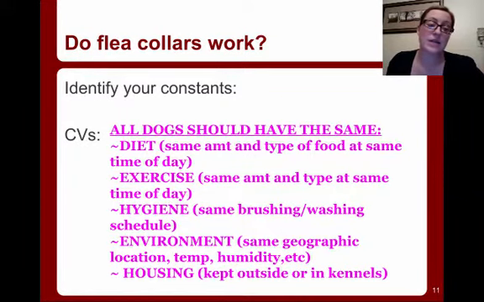So the bottom line here is, in your experiment, you want to control for as many of these variables as you can, these CVs. Because that way, when you get the results of your experiment, you have confidence that the only reason you got differences in your two groups is because one group had the flea collar and the other did not.